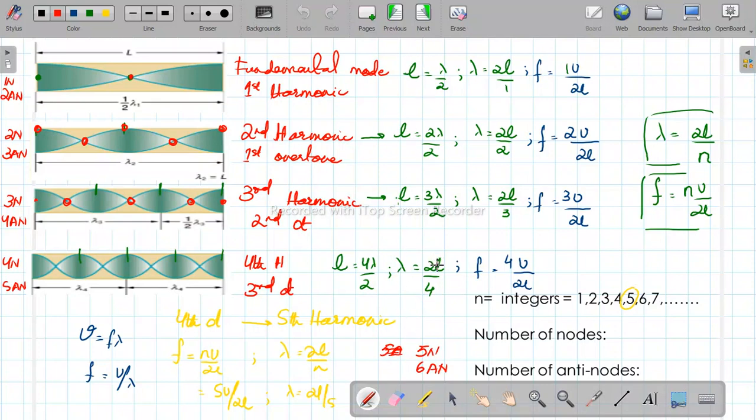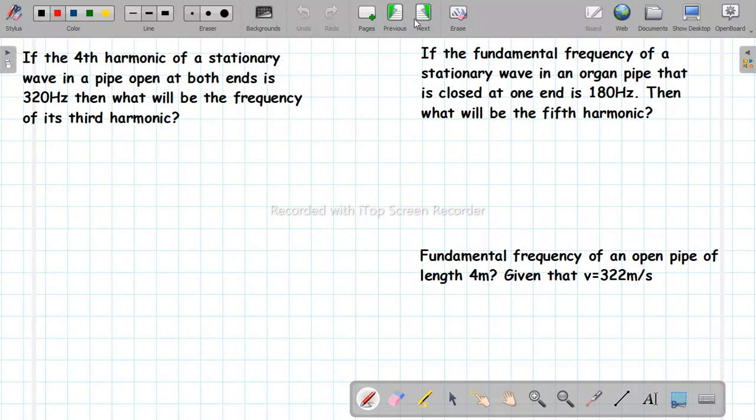Let's just solve a few numerical questions from this topic to see if this concept is clear or not. If the fourth harmonic of a stationary wave in a pipe open at both ends is 320 Hz, then what will be the frequency of its third harmonic? Whenever they give you information about the velocity or the length of the medium, we will use the formulas mentioned earlier, in terms of velocity or length.